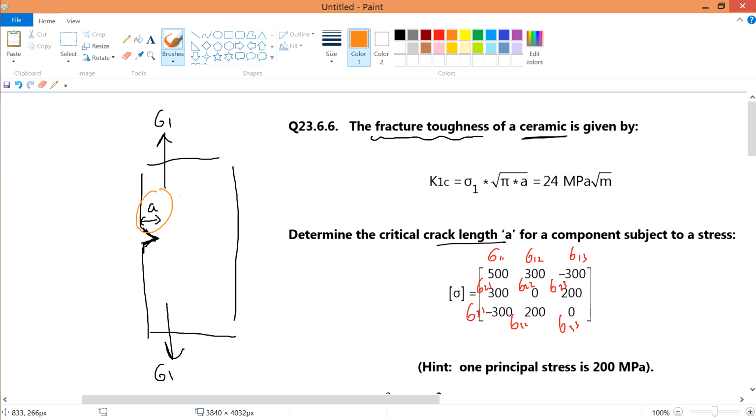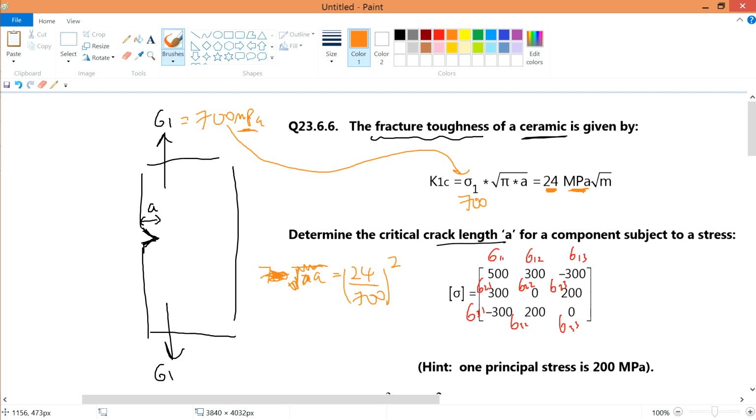This is our objective. Sigma 1 is equal to 700 MPa, as we know, so we'll just sub it in over here. This is just 700 times square root of pi A, and then you rearrange. It's simple math, because 700 is in MPa and the fracture toughness is also in MPa. So I'll divide everything by 700, remove the square root, and divide the whole thing by pi. Therefore you will get 0.38 millimeter.